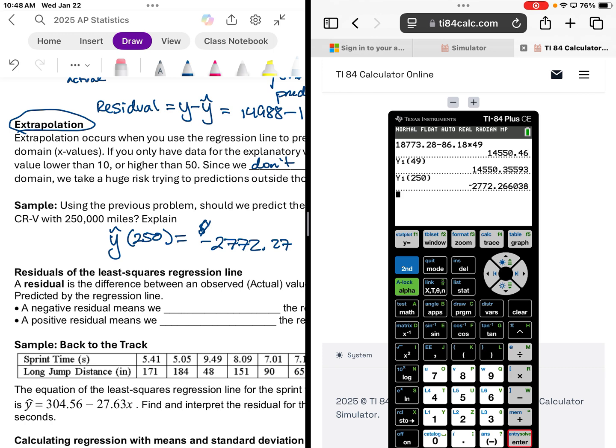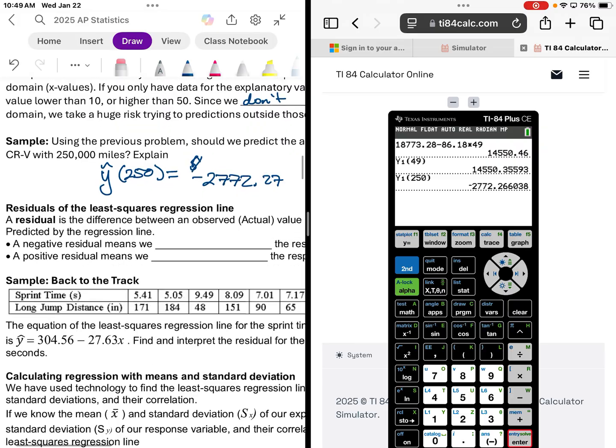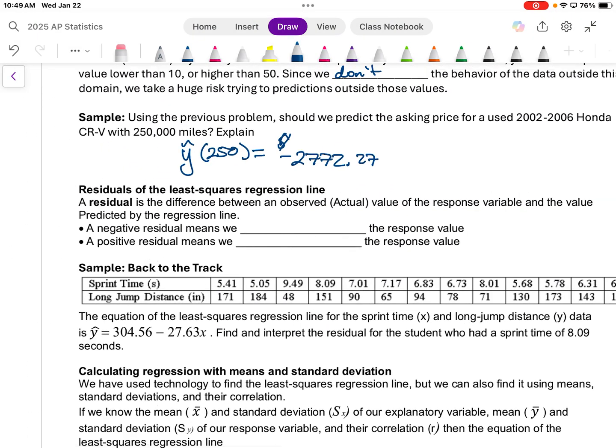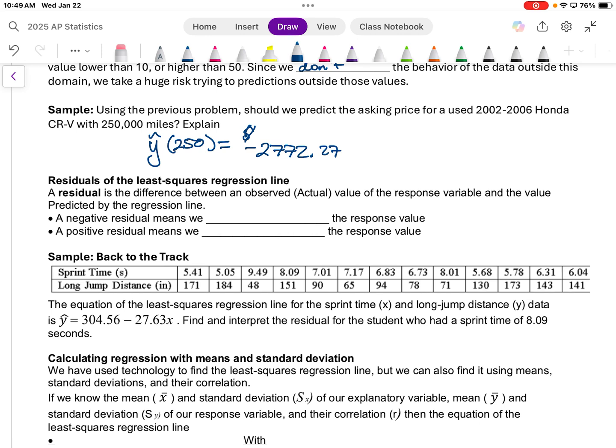All right, so does that make sense? I'm going to pay you, or you're going to pay me $2,700 for me to take that car that is 250,000 miles, as you're trying to get rid of it? I'm not buying it. You're going to pay me to take it off your hands. Okay? So that's why we don't use X values or domain values outside of the data range with the predicted equation. If we do, it's a form of extrapolation. That typically shows up on free response questions on the AP exam with regression stuff.